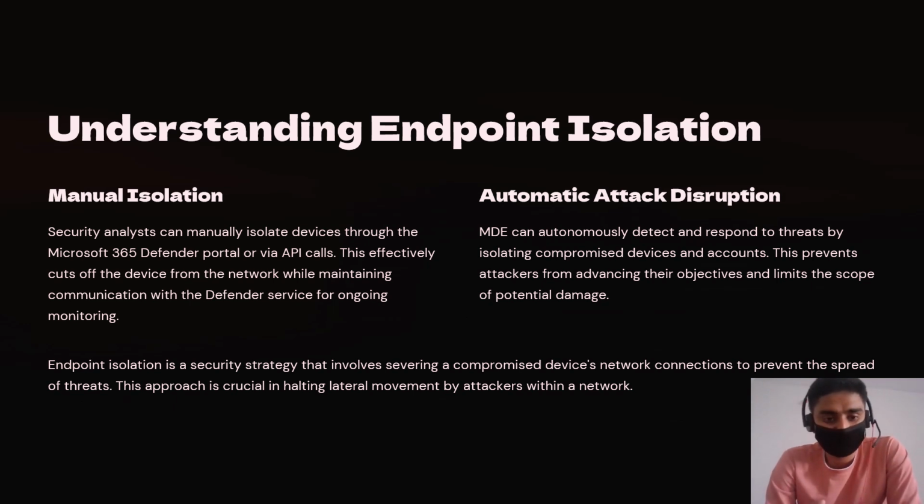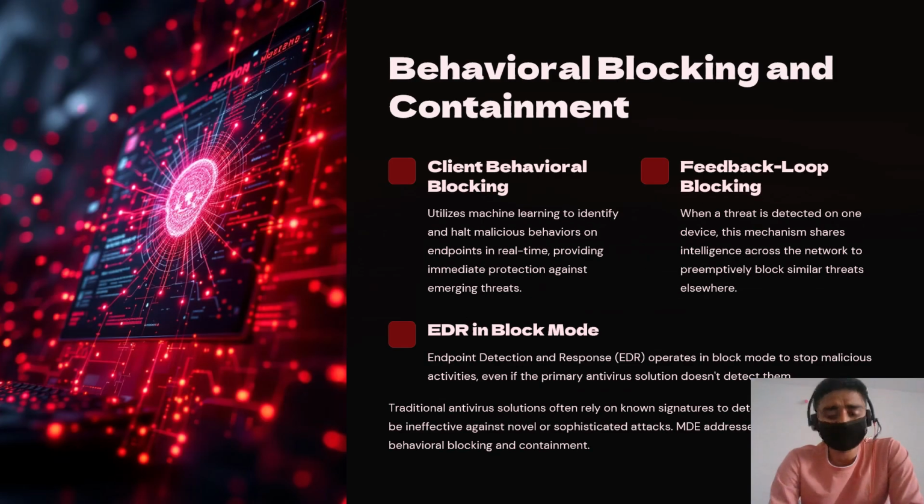So endpoint isolation is a security strategy that severs a compromised device's network connection, and also prevents the spread of threats. This approach is crucial and vital in halting lateral movement by an attacker within a network. We can understand endpoint isolation through manual isolation as well as through automatic attack disruption. Then, in the next slide, it is all about behavioral blocking and containment.